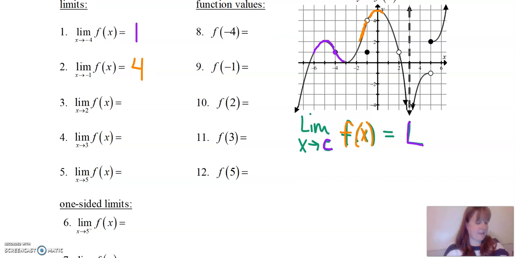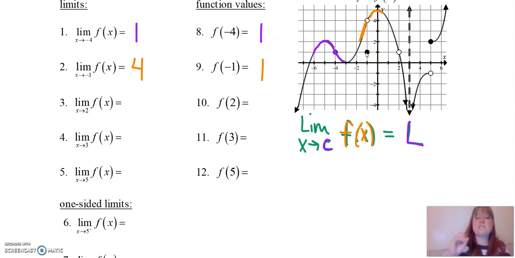Now let's go back. Actually, I forgot to talk about the function values because I kind of mentioned it but forgot to write it down. So what is the actual function value at f of -4? When x equals -4, y equals 1. But then what about when x equals -1? What is the function value? It's actually 1, because that's the actual point on this graph. When x equals -1, y equals 1. It doesn't equal 4. It equals 1.